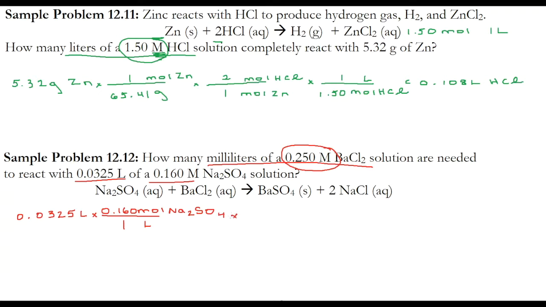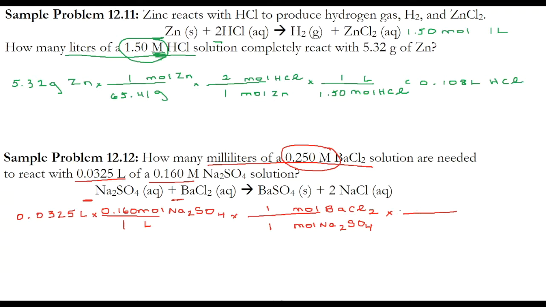I now want to get into moles of barium chloride. So I'm going to put moles of sodium sulfate on bottom, and moles of barium chloride up top. I'm going to use my mole to mole ratio, which is given to me right here. I am balanced, so I'm good. This is 1 to 1, so I'm going to put 1 to 1.